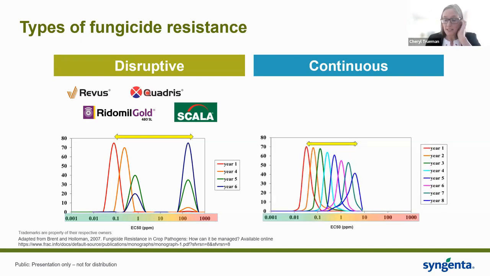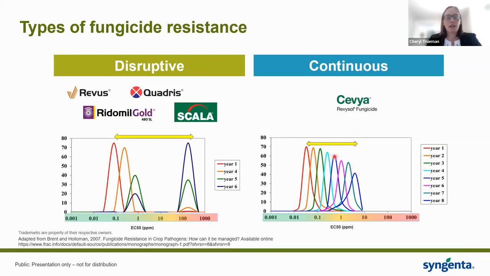The other type of resistance is continuous. So sometimes this is called polygenic, okay, or there's a shift. And in this case, we see a gradual shift in sensitivity over time. So again, down here, you have your sensitivity. So this is how much chemical is required to reduce growth. Okay? And so you have this kind of green zone moving into a red zone. Initially, that population in the red line is pretty sensitive. Most individuals are pretty sensitive, but then over time, you require more and more chemical to reduce growth.